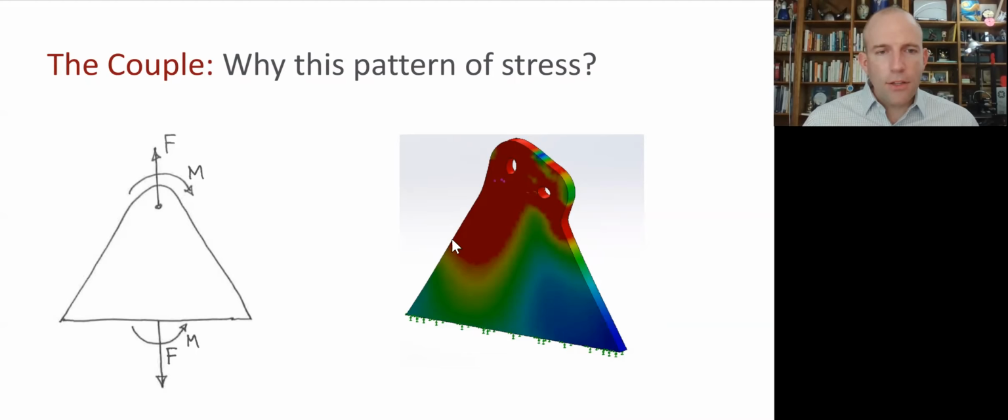Instead, it's high on this edge and it goes towards zero or something low on the other edge. And that's because we don't have pure tension or bending. We have this couple. We have combined loading, and therefore we're going to get this combined stress pattern.